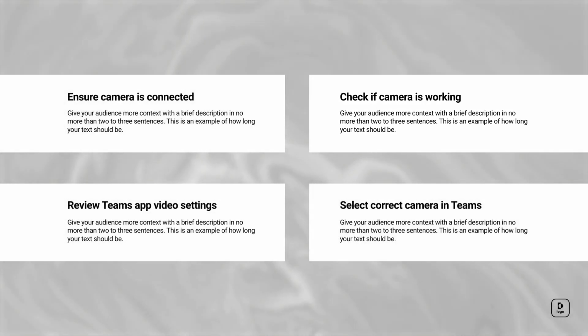Moving on to the no video issue. This can also be due to various reasons, from your camera not being recognized to the Teams app settings. To resolve this, ensure that your camera is properly connected and working. Then, check the video settings in your Teams app. Make sure the correct camera is selected.